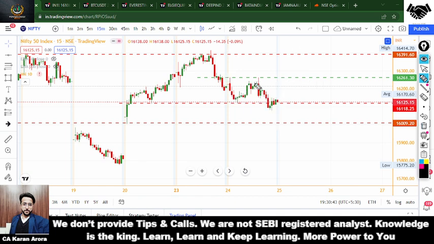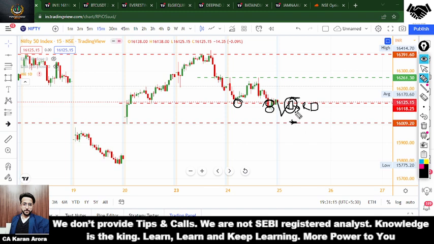Market opens flat. What if the market opens gap down? If the market opens gap down below this area, I'll be waiting for a retest of this area, because this area has been working as a support. I will wait for this area to become a resistance, and if I see a strong rejection candle or a strong bullish red candle, I'll be going for a PE trade. The stop loss will be above that candle high, targeting the next support area, that is 16,000.